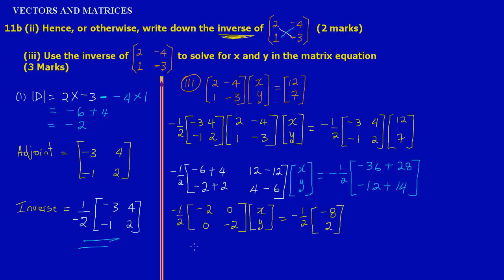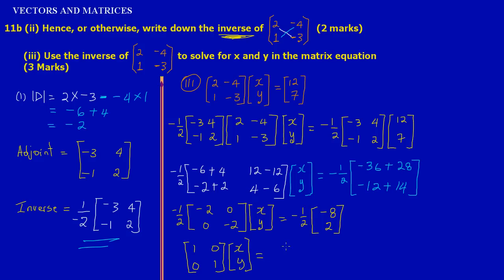2, that will give me a positive 1. A half times 0, that will give me a 0. A half times 0 again will give me another 0. And a half times negative 2 will give me a positive 1. Okay, my friends, it's pretty much that easy. Note, when a matrix is multiplied by its inverse, it will give you the identity matrix. And that is multiplying x, y, my friends.